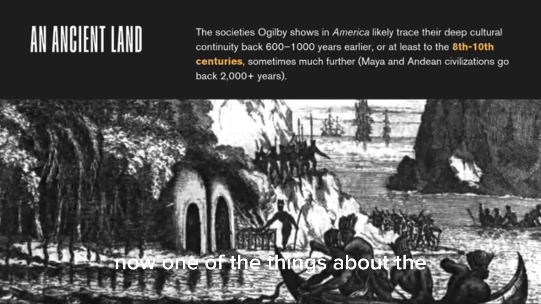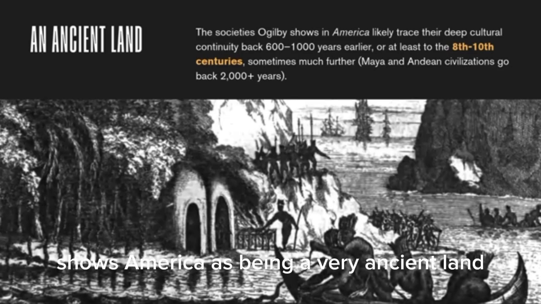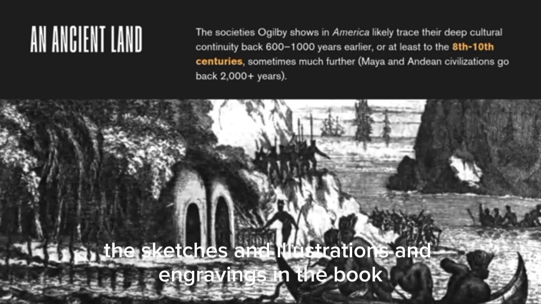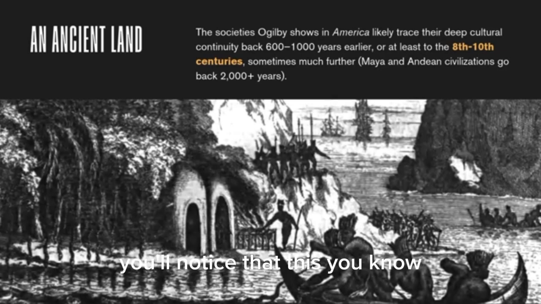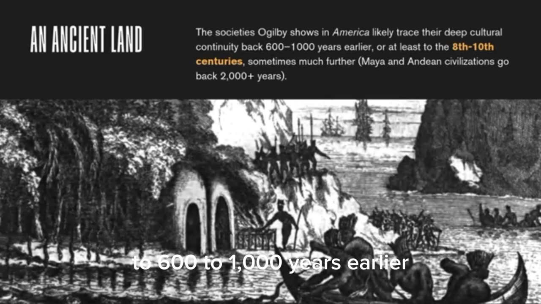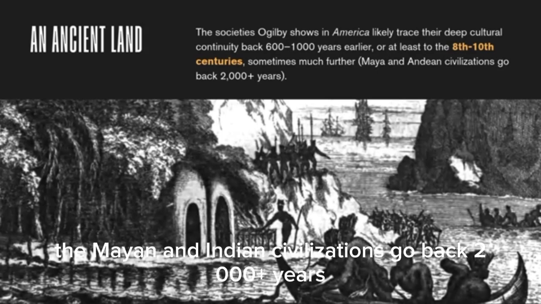Now, one of the things about the book that Ogilby put together shows America as being a very ancient land. And when you really look at the sketches and illustrations and engravings in the book, you'll notice that there's some very deep cultural continuity that probably goes back 600 to 1,000 years earlier, or at least to the 8th to 10th century, sometimes much further. And for instance, the Maya and Andean civilizations go back 2,000 plus years.